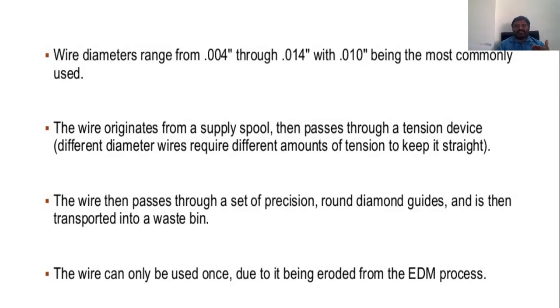The wire then passes through a set of precision guides, which gives good accuracy, and diameter guidance, and the waste is transported to a bin. The wire can be used only once and is routed through the EDM process; it cannot be used on one side and then another.